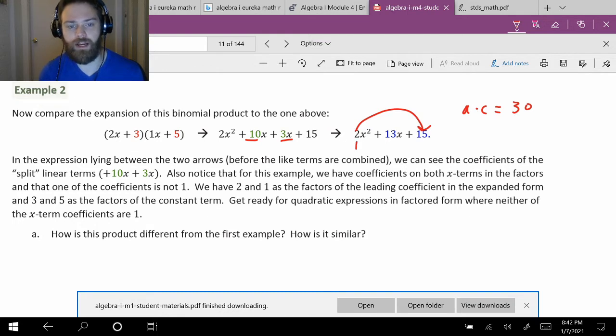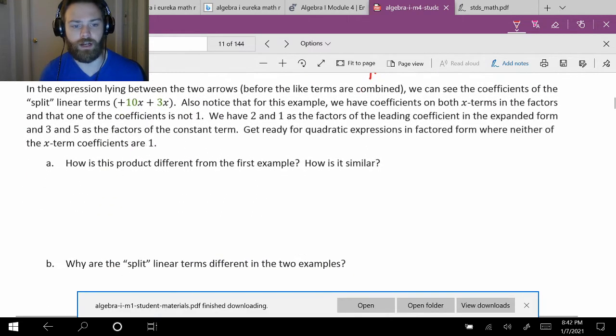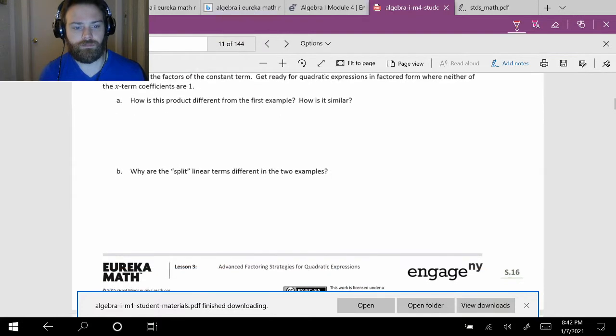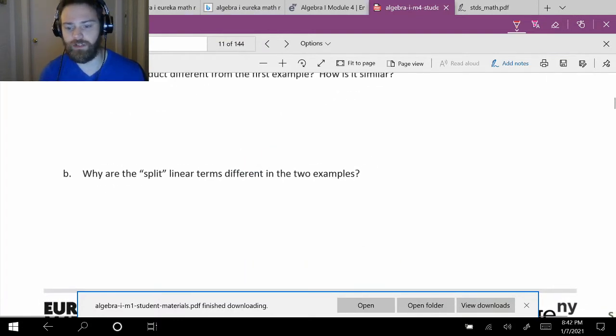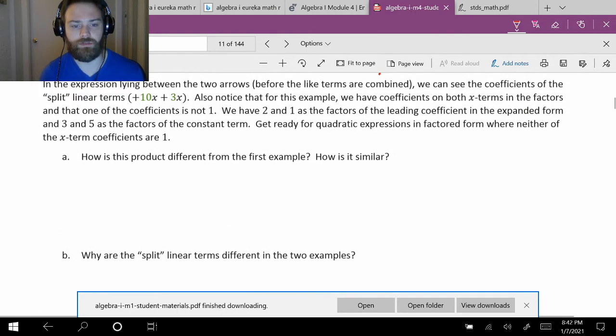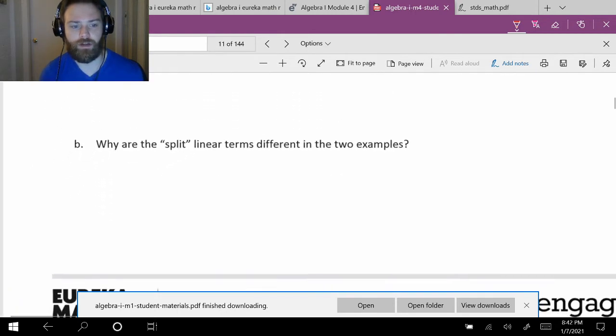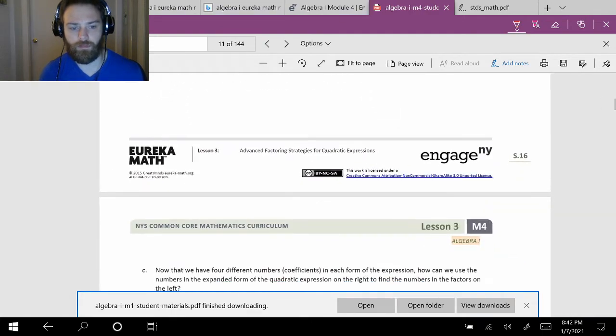So if a is not 1, and the quadratic is factorable, then what you'll find is you have to use a times c to find how to factor the quadratic. So the split linear terms are different than the last two terms, and the reason is because there is an a term that is not 1. Okay?